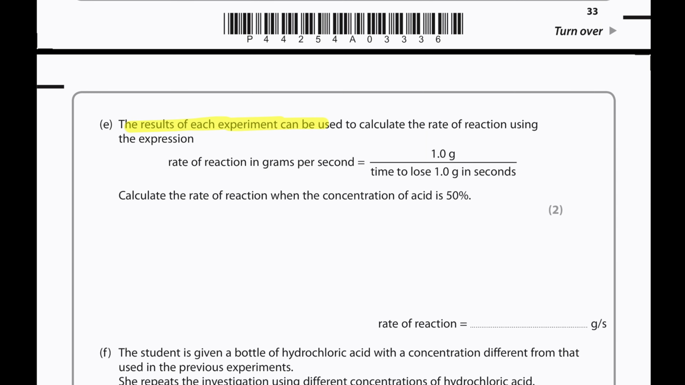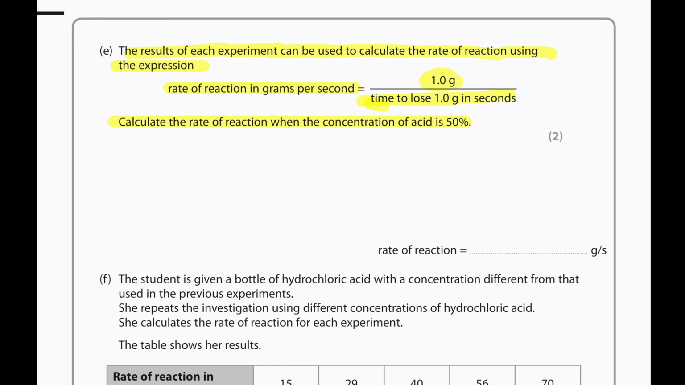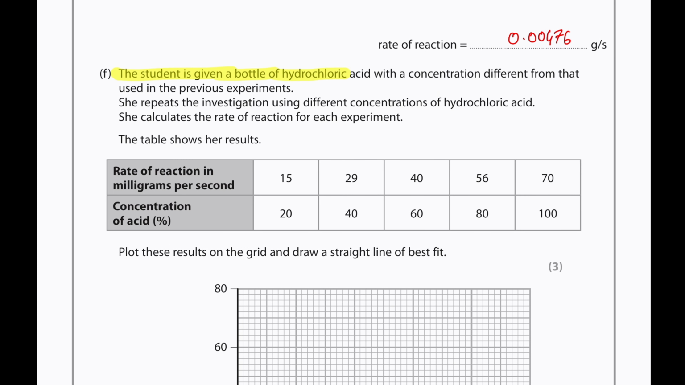The results of each experiment can be used to calculate the rate of reaction using the expression: rate of reaction in grams per second equals 1 gram divided by the time to lose 1 gram in seconds. Calculate the rate of reaction when the concentration of acid is 50%. So rate is equal to 1 divided by the time taken, which was 210 seconds, so 0.00476. Three significant figure answer.